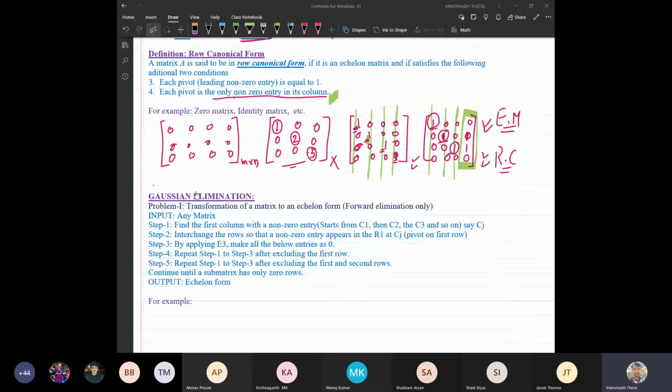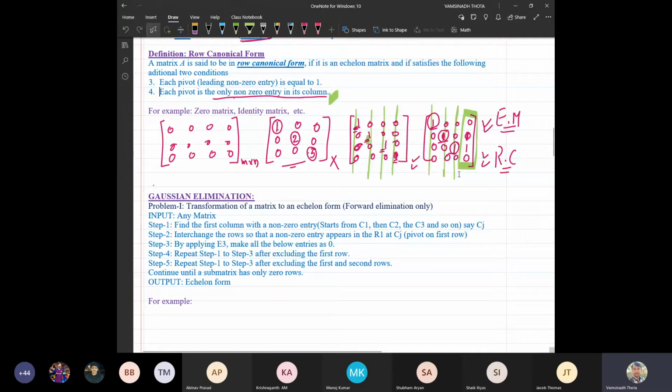Sridarshan asked, please explain the last part. So what is the last part? I think this is the last part. Look at the fourth condition. Why have I mentioned 3 and 4? Because in the echelon matrix, 1 and 2 are already there. So that is the reason; for better understanding, I read 3 and 4. The fourth one is: each pivot is the only non-zero entry in its column.